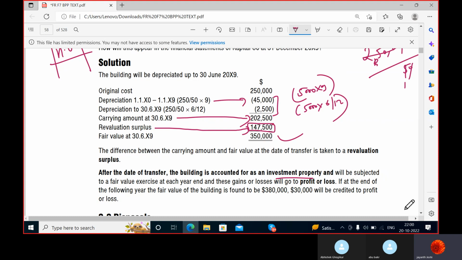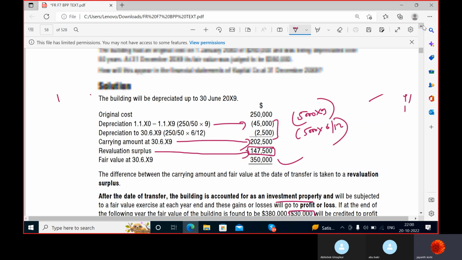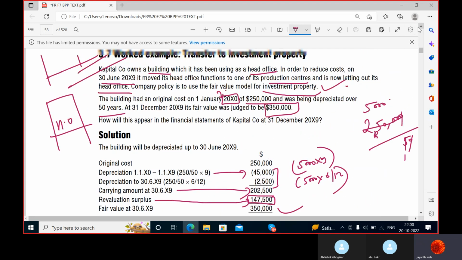Now next year, let's say the building value has increased to 3,80,000. So the 30,000 increment will be going to SOPL, that means the statement of profit or loss. It will be credited to P&L. Now please check this question. Any doubts you can ask me. I'll move forward.